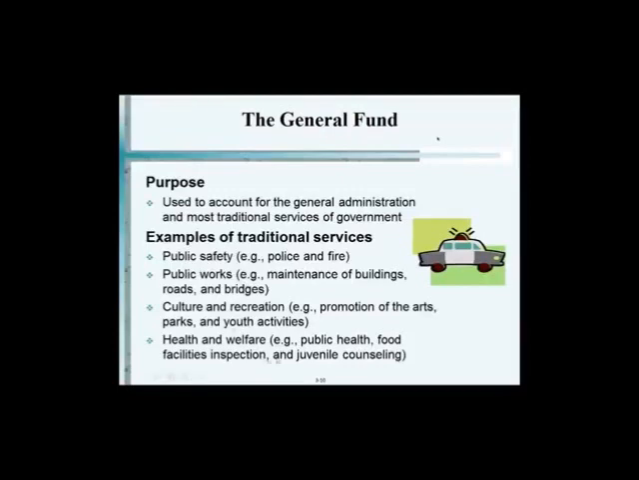And these are the functions. These are the traditional services that are performed. Nothing different, nothing complicated. This is what they do. So from now on, when you look at your town, think about these are the things that your town does for you. Public safety, public works, culture, recreation, health and welfare.